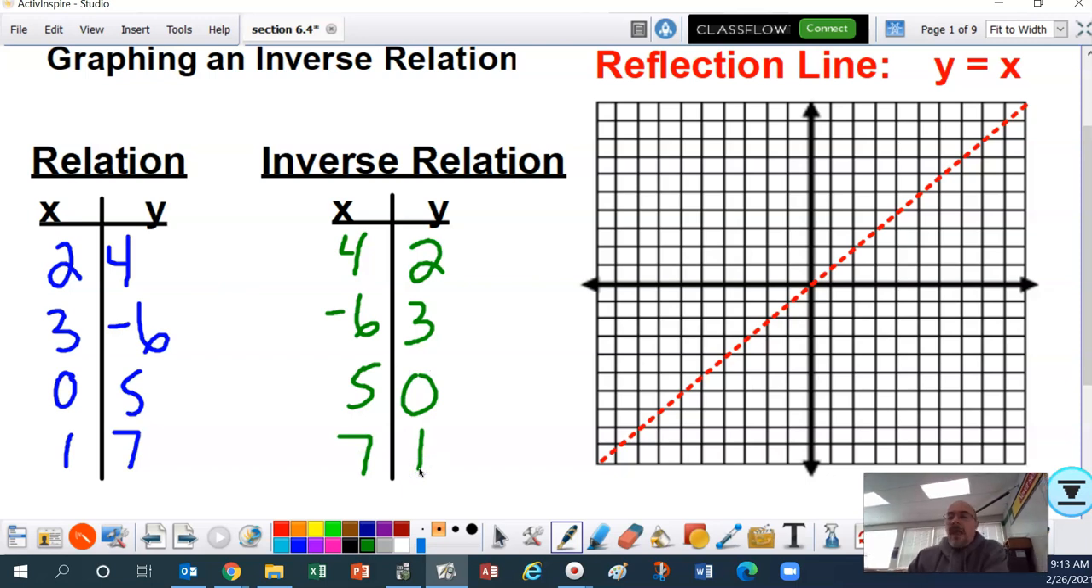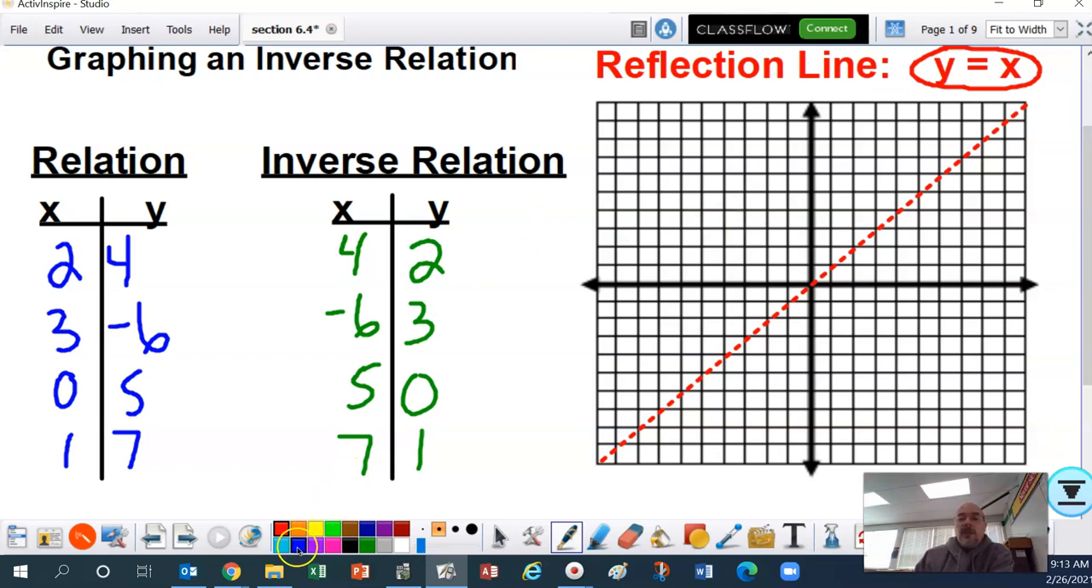Okay, now we're going to graph both relations. You'll notice in this graph we've got a diagonal line going from the lower left to the upper right. Well, that's a linear line, and in fact, that is the line y equals x. The slope is 1, and the y-intercept is 0. That is our reflection line for inverse functions, for inverse relations.